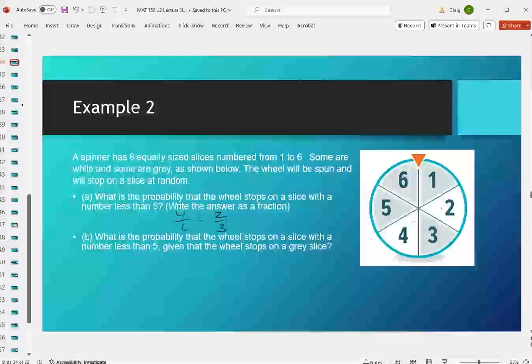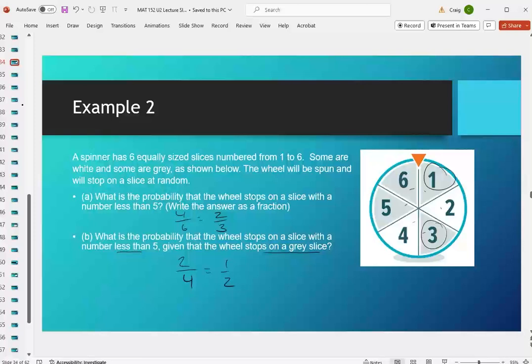What's the probability that the wheel stops on a slice with a number less than 5, given that the wheel stops on a gray slice? Okay, so we already know that it's going to stop on one of the gray ones. Right, well, there's 1, 2, 3, 4 gray ones. Okay, but only 2 of them are less than 5. And so if we wanted to find that probability, well, then that would be 2 out of, we already know that it's going to stop on one of the gray ones, so there's only 4 options, 2 out of 4, or 1/2.